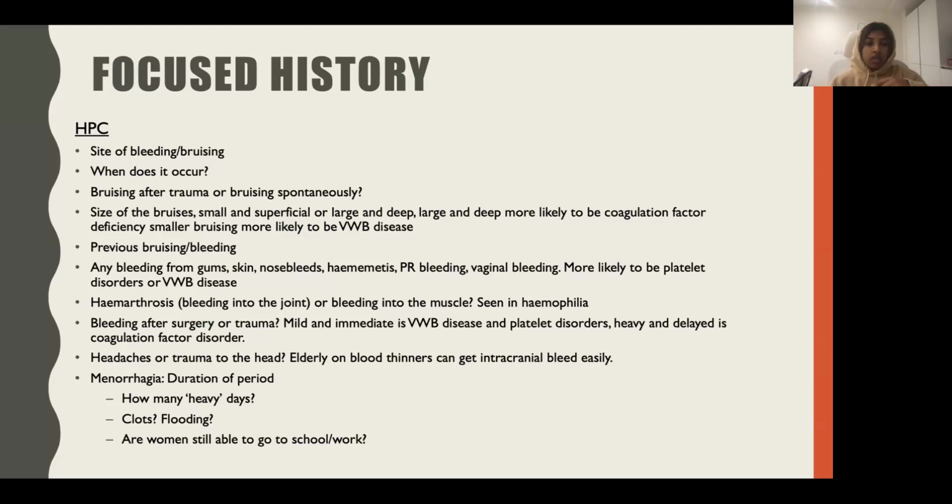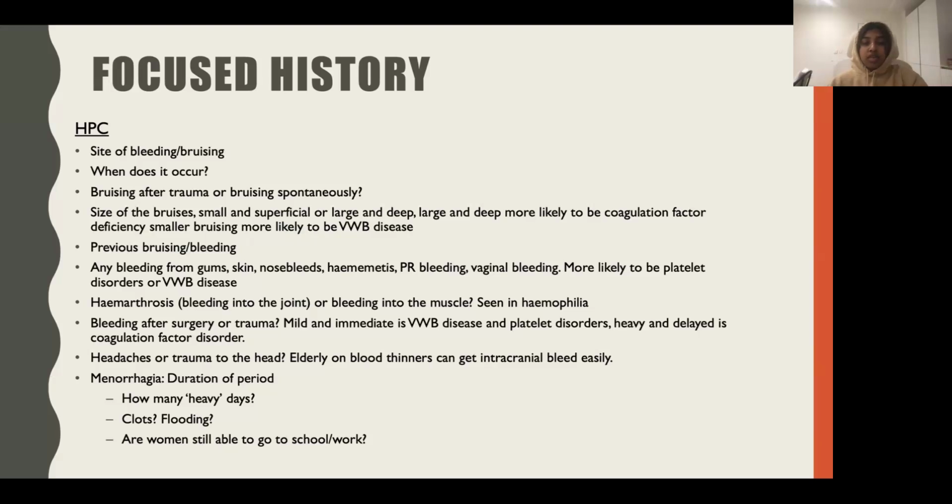When does it occur? So does it happen spontaneously or after trauma? If you have a bruise after trauma, that's pretty common. If you have a big bruise relative to a very small mechanism of injury, that's a bit of a problem. So if I just, I don't know, fall from standing and I have a really, really massive hematoma, then there's something wrong, right? As opposed to having just a small bruise, which would be in proportion to how I fell.